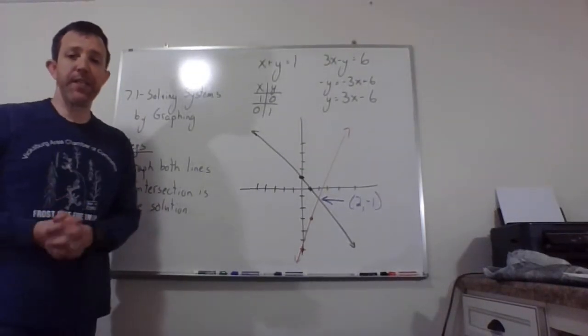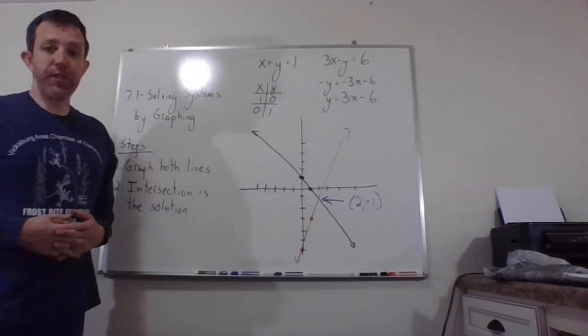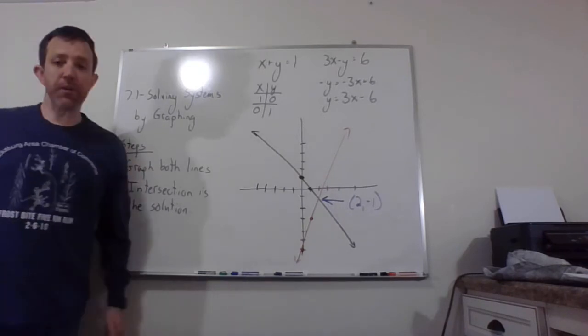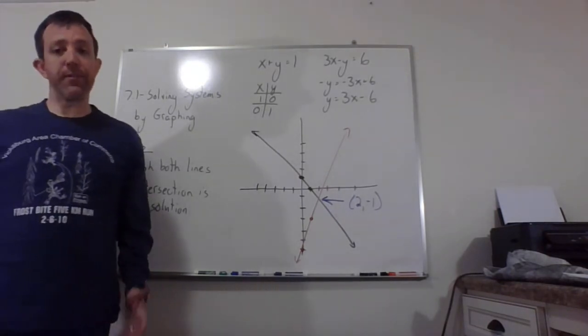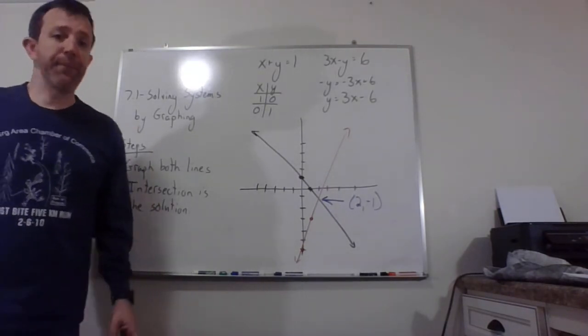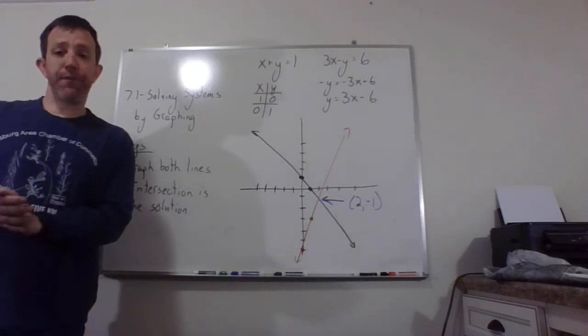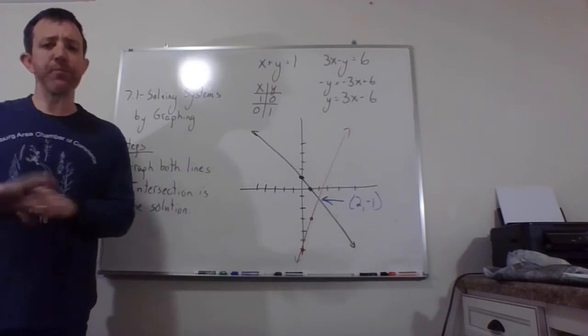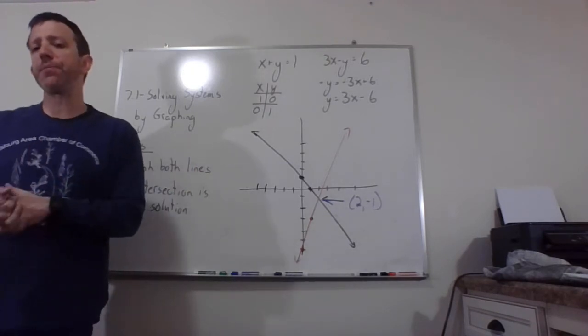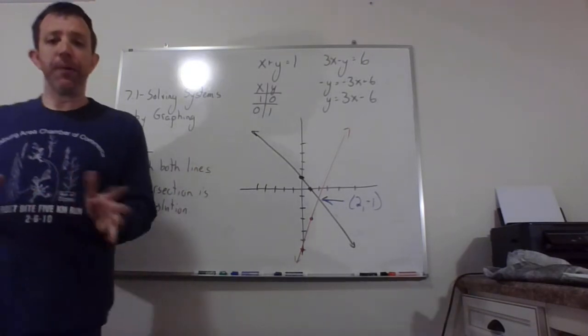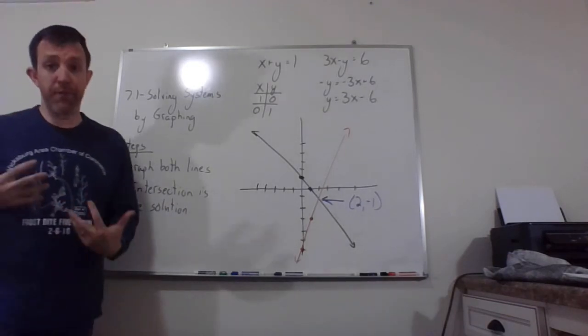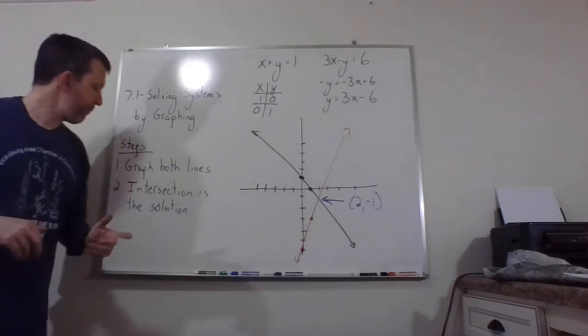Okay, so let's take a look here at section 7.1. We're going to start solving systems of equations. We're going to do it first by graphing. So there are 2 steps to do this, kind of straightforward. We'll see some problems with this method. I really like the methods we'll see in the next 2 sections a lot better. But this is going to give us a nice little intuitive feel for what's happening when we solve systems.